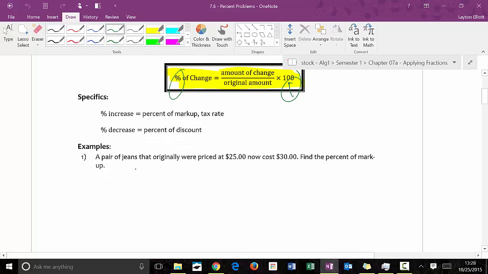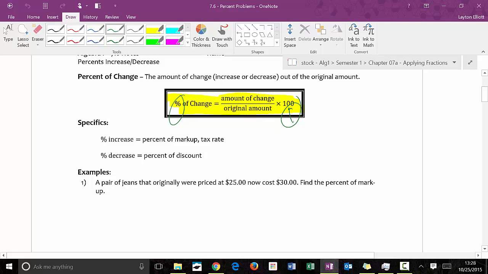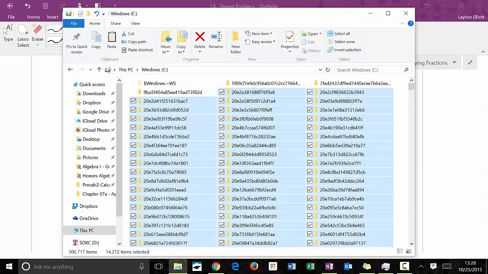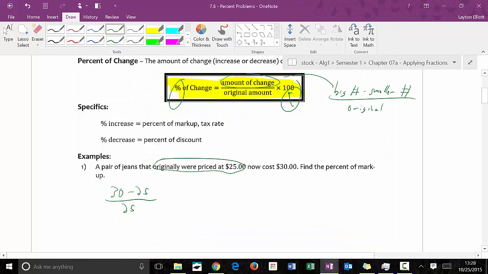Here's one. You have a pair of jeans that originally were priced at $25 and now cost $30. Find the percent of markup. With the amount of change, and you'll want to write this down, this is big number minus smaller number. We really want to keep this as a positive number. So my 30 is the big, my 25 is the small, and I'm going to put that over the original. It says originally were priced at 25, so I get 25 right there.